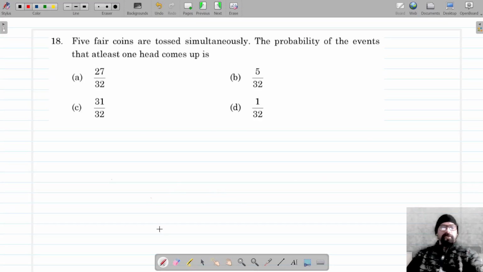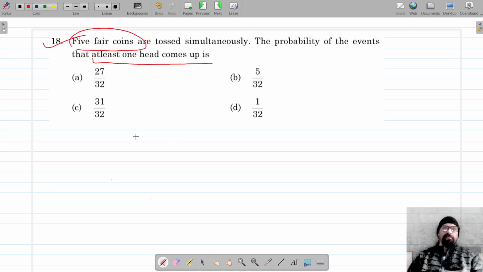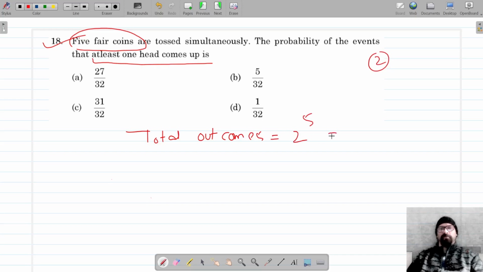For question number 18, it's given that 5 fair coins are tossed simultaneously. What is the probability of the event that at least one head comes up? Now, when 5 fair coins are tossed simultaneously, here are the total outcomes. When one coin is tossed, the total outcomes are 2. And if 5 coins are tossed, the total outcomes will be 2 raised to the power 5, which is equal to 32.